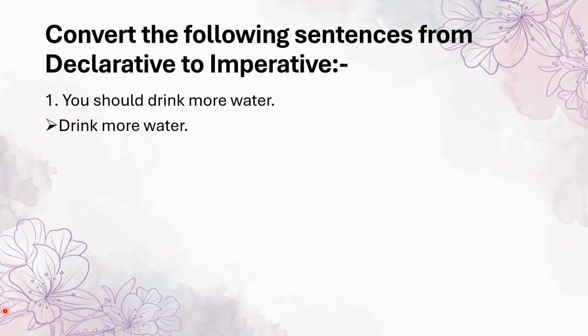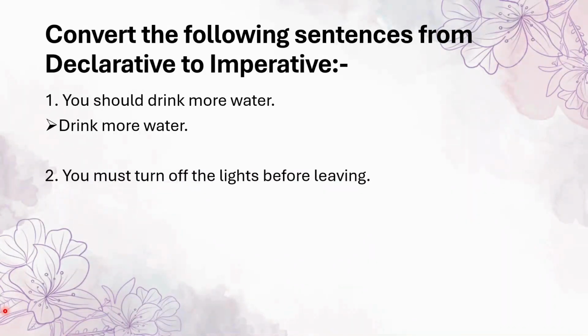So the suggestion becomes a direct instruction: drink more water. Next, number 2: "You must turn off the lights before leaving" becomes "Turn off the lights before leaving." The word "must" expresses necessity or obligation, but in imperative sentences, we skip that and simply command the action: turn off the lights. No need for "must." The tone already sounds firm.